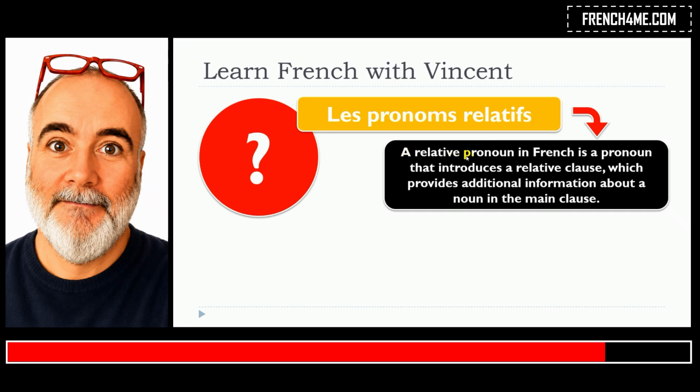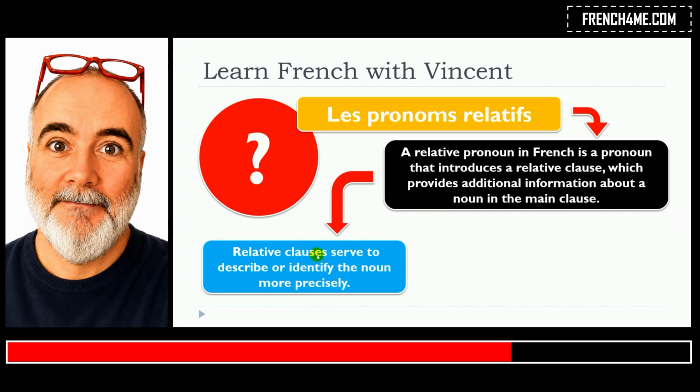A relative pronoun in French is a pronoun that introduces a relative clause which provides additional information about a noun in the main clause. So this is the point. You will have your main clause, and then in this main clause you have a noun and you want to give additional information about this noun.